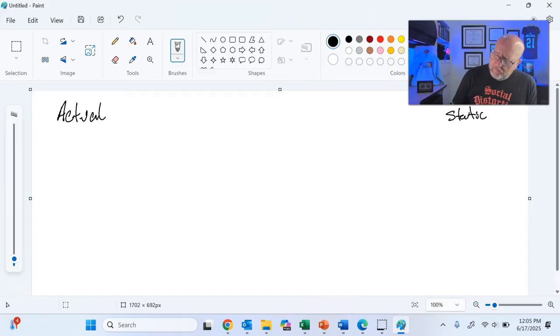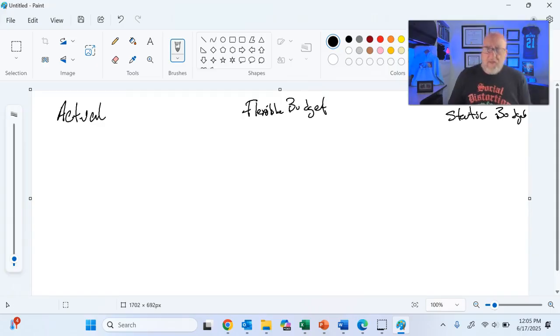Okay. So if we think about where we are, we have the actual results, and then we have a static budget. And then here in the middle, we have this flexible budget. And remember, the flexible budget redoes the budget, but assumes that the units that are produced are going to be the exact number of units that we actually produced and sold.